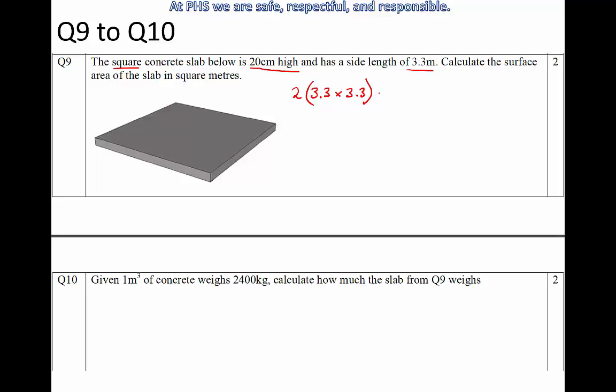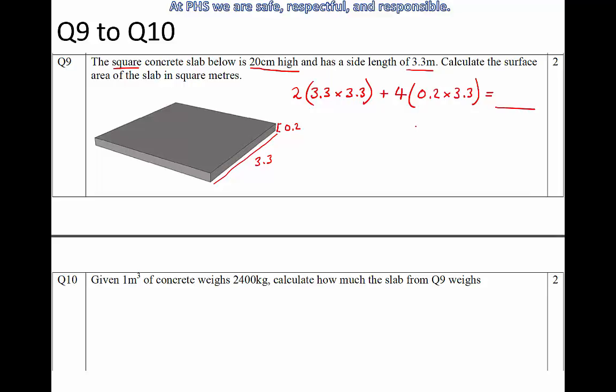So what have we got to add to that? Well, we've got these parts here. So there's 4 of them, and they are 20 centimeters high. So how do I write that in meters? 20 centimeters in meters would be 0.2. And how long are they? Well, they're 3.3 meters. So we've got 4 lots of 0.2 times 3.3. So you could put that in your calculator and get your final answer there.